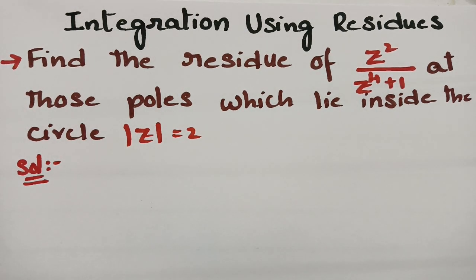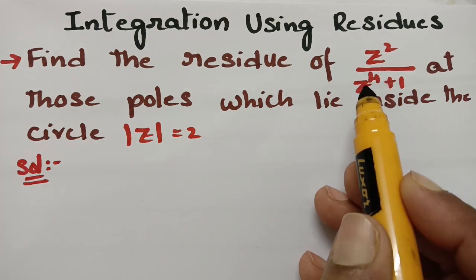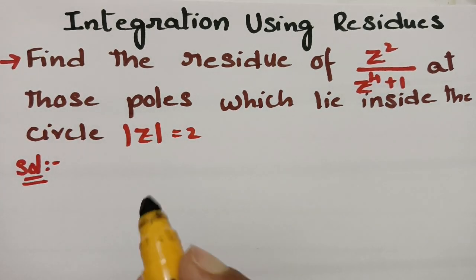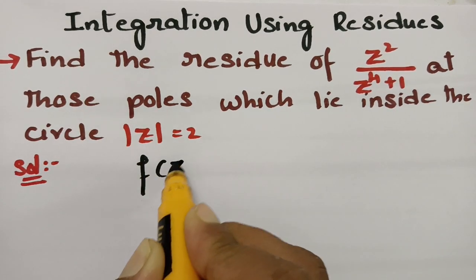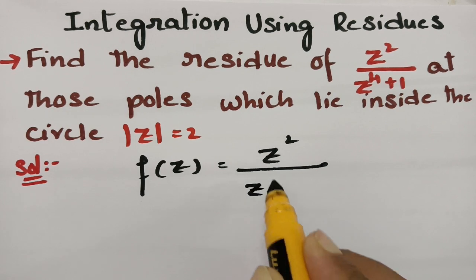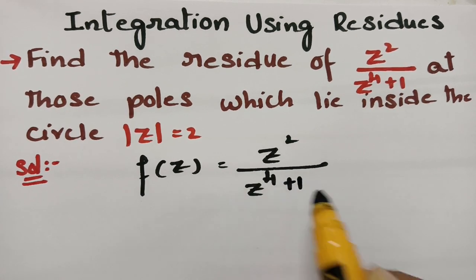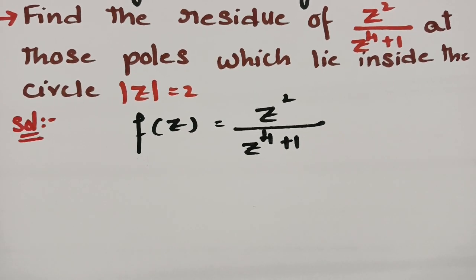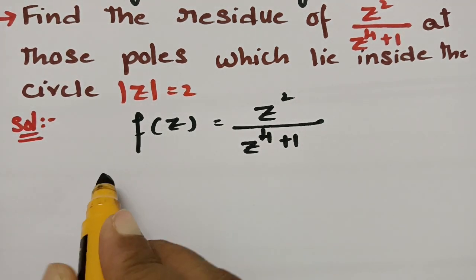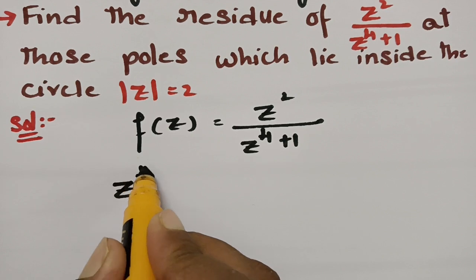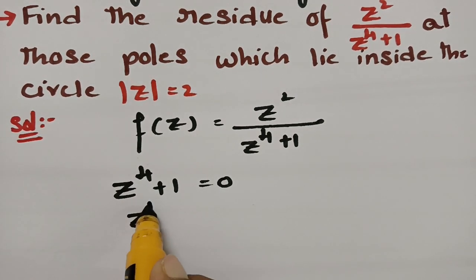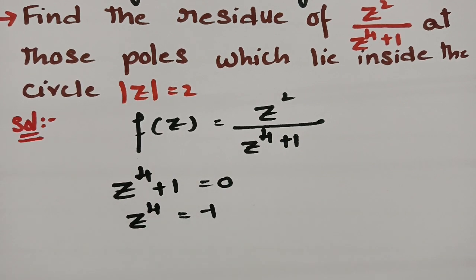We have to find the residue of this function at those poles which lie inside mod z equal to 2. Clearly, from the question, f of z is equal to z square by z power 4 plus 1. In order to get the poles of this function, we have to equate the denominator to 0. So z power 4 plus 1 is equal to 0, and here z power 4 is equal to minus 1.